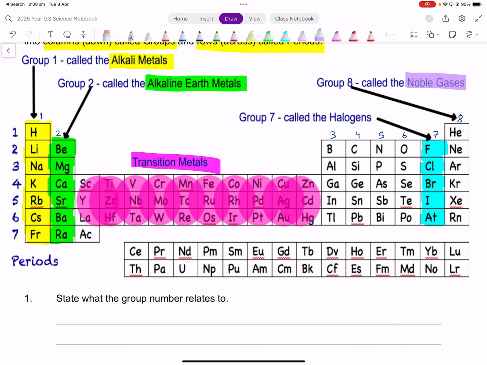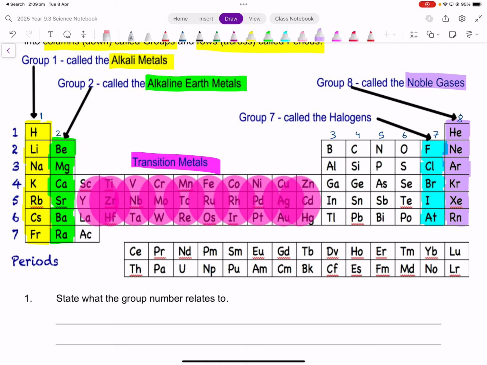The reason I like to highlight them in purple is because purple is typically associated with being a royal colour. These noble gases are like royalty on the periodic table because they have complete valence shells, complete outer shells. They don't need to bind or react with anything else. They are happy as they are.